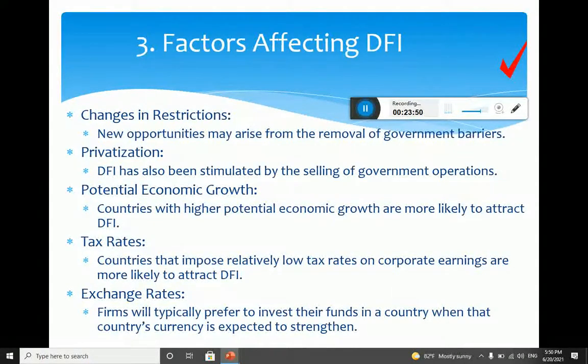Potential economic growth. Countries with higher potential economic growth are more likely to attract foreign investment. For example, if a country is in an economic growth stage, there are a lot of opportunities. Mostly people try to invest in those countries. In countries where there are fewer opportunities, where businesses are well established and the business market has already been captured by businessmen, new entry is very hard or impossible. So direct foreign investment is less in those countries.